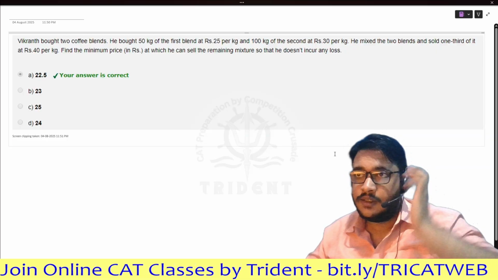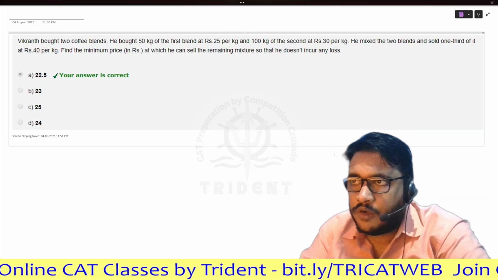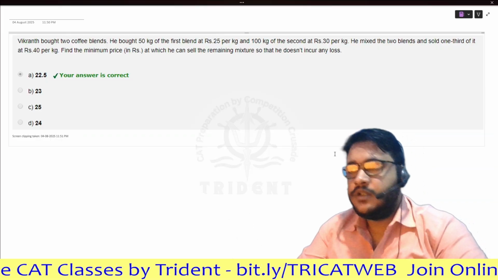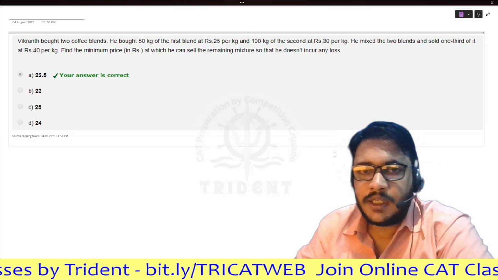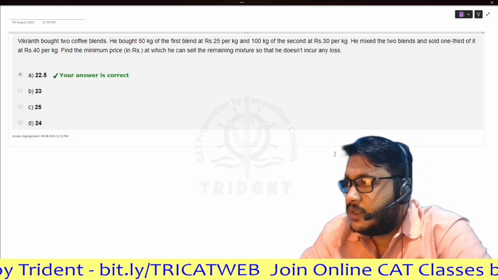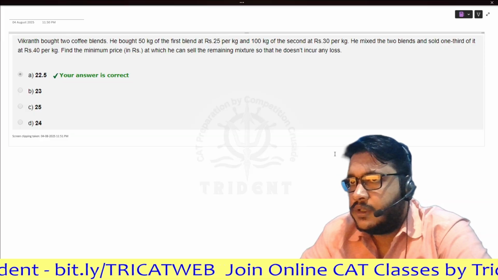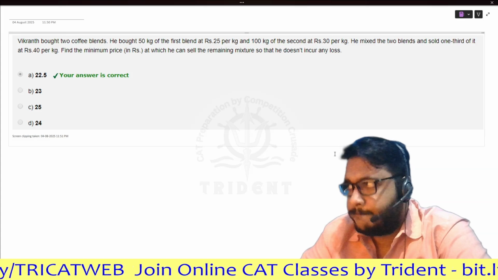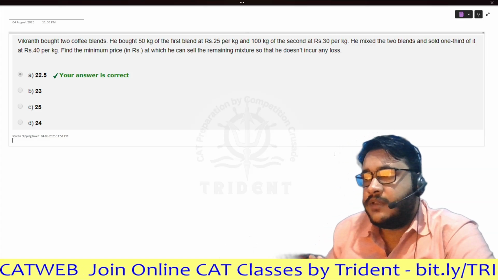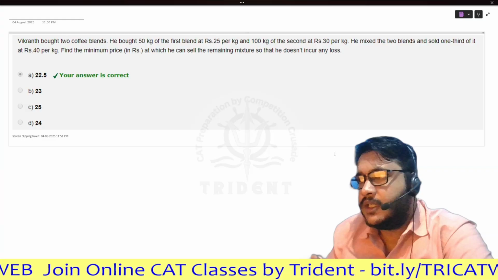It says Vikrant bought 2 coffee blends. He bought 50 kg of the first blend at 25 per kg and 100 kg of the second at 30 per kg. He mixed the two blends and sold one third of it at 40 per kg. Find the minimum price at which he should sell the remaining mixture so that he does not incur any loss.